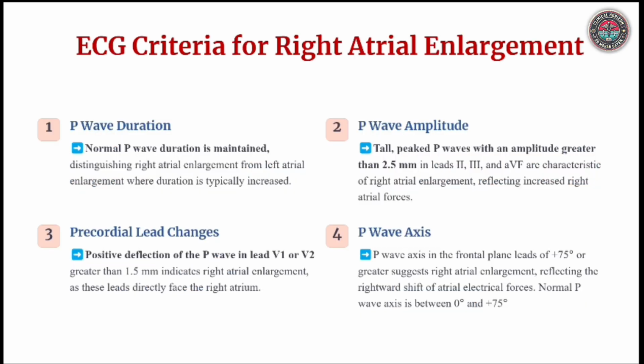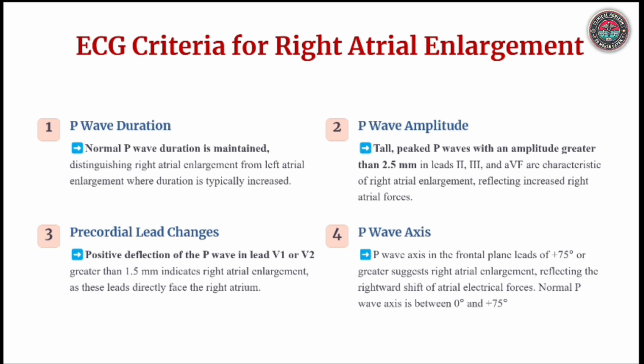ECG criteria for right atrial enlargement. Right atrial enlargement alters the P wave, primarily affecting its amplitude, duration, and axis. The P wave remains narrow, but exceeds 2.5 mm in amplitude in leads 2, 3, and aVF. In lead V1, an enlarged initial positive deflection, more than 1.5 mm, suggests right atrial enlargement. The P wave axis shifts rightward, often exceeding plus 75 degrees.